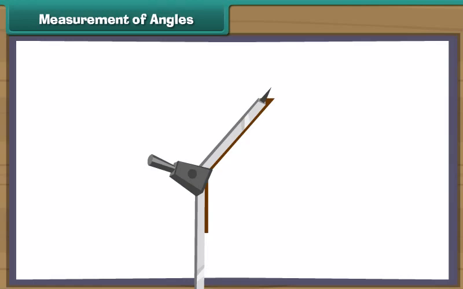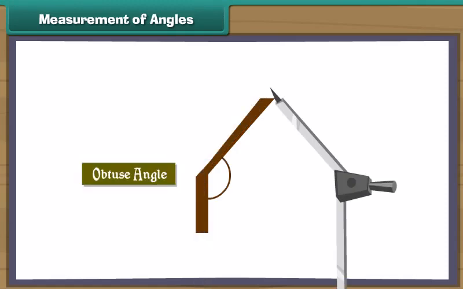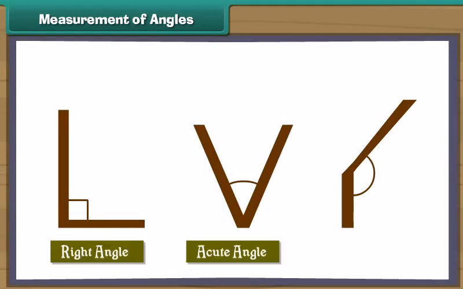Therefore, we can measure a right angle, an acute angle, and an obtuse angle with the help of a divider. The wider the divider opens, the larger the angle it makes.